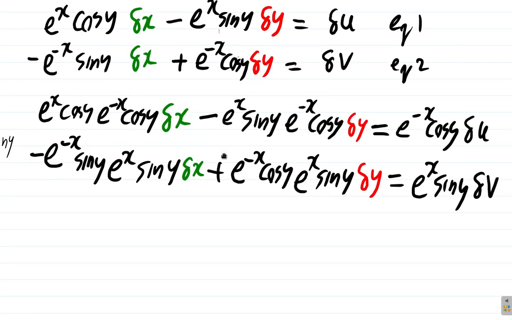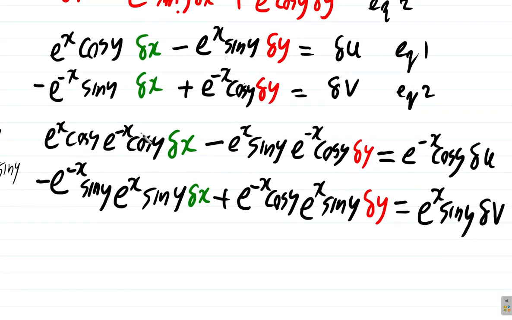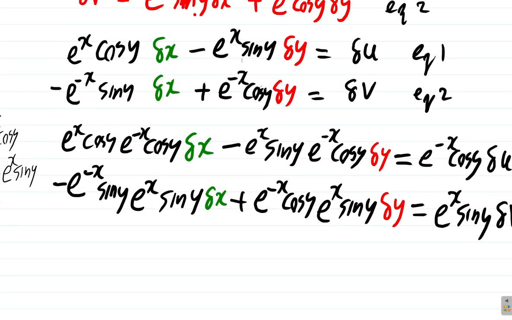So we have our two equations. Let's review. Equation 1 by e to the negative x cos y. So what we have, e to the x cos y times e to the negative x cos y times change in x, minus e to the x sine y times e to the negative x cos y times change in y equals e to the negative x cos y times change in u. Good. Then equation 2 by e to the x sine y.